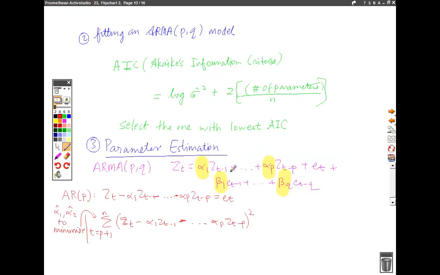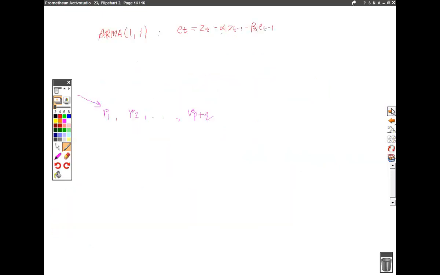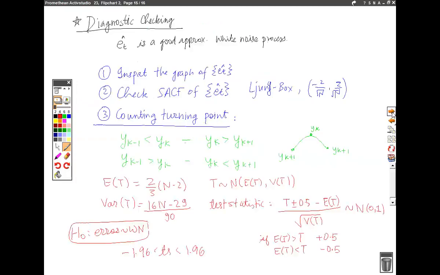And once you figure out those parameters, you see whether the model that you have fit is a good model or not. Or, if you have fit more than one model, you can compare those models and their performance using these techniques. One of them is to check whether the error term is normal or not. You can use a graph, or you can use the SACF, or you can even use the counting turning points method to see whether the error terms that you have are indeed a white noise process or not.